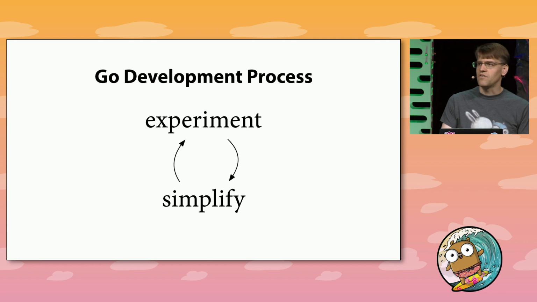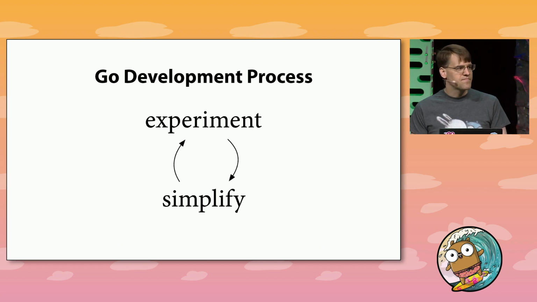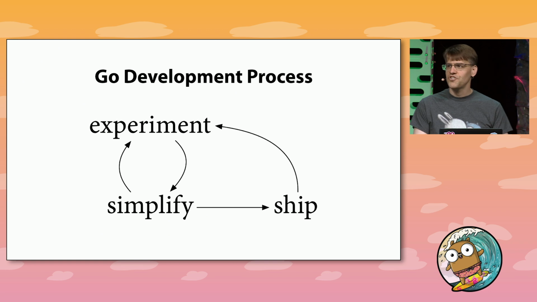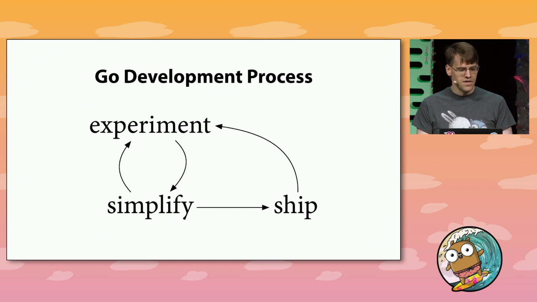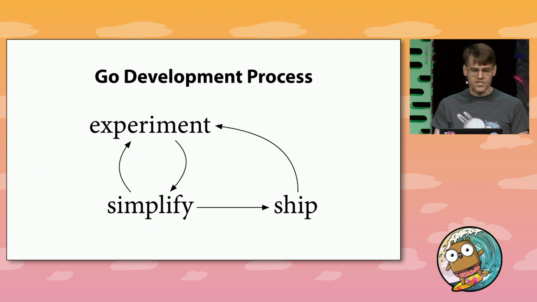So this is a good model for what we've been doing the past 10 years, but it has a problem. It's too simple. We can't just experiment and simplify. We have to ship the result. We have to make it available to use. Of course, using it enables more experiments and possibly more simplifying, and the process cycles on and on.